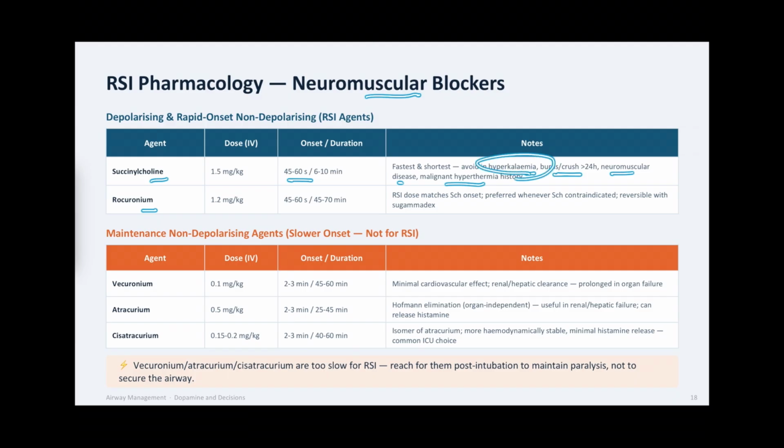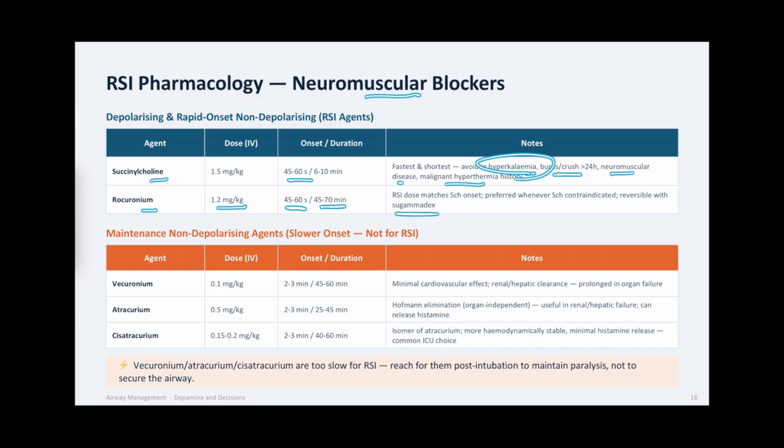Rocuronium has become increasingly popular these days. At an RSI dose of 1.2 mg per kg, its onset is almost identical to succinylcholine. One major disadvantage is that it has a prolonged paralysis. However, it can be easily reversed with sugammadex.